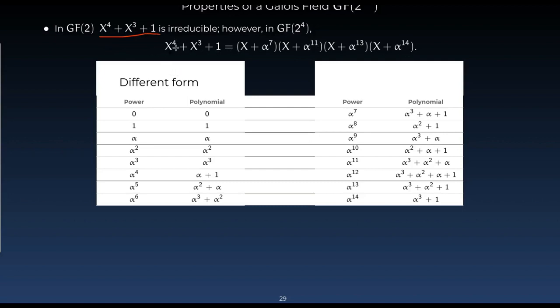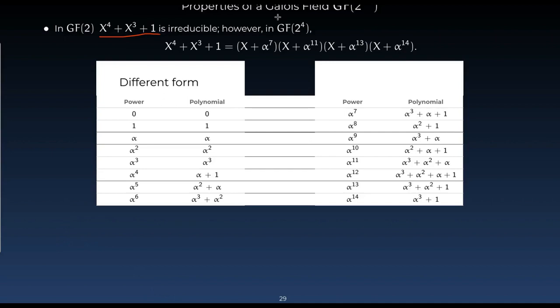x^4 + x^3 + 1 is equal to (x + alpha^7)(x + alpha^11)(x + alpha^13)(x + alpha^14). So you can see this 4-degree polynomial has 4 roots, and these roots are alpha^7, alpha^11, alpha^13 and alpha^14. And this is actually very easy to show.